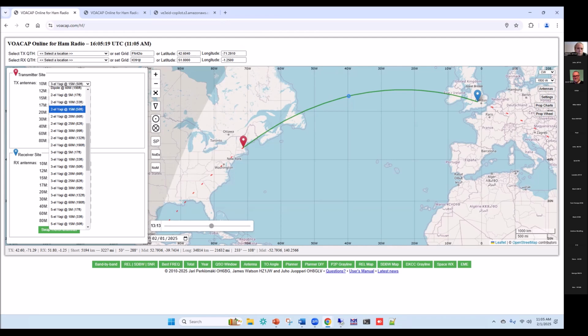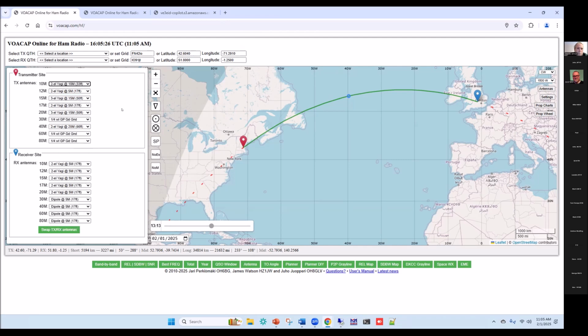Okay, so mine's at 35 feet, so the closest would be 33 feet. Yes, exactly. Oh, wait a minute, that's a dipole. Let's see, is there a Yagi? Yes. So Yagi 2-element at 33 feet. Scroll down, Dave. Scroll down. 2-element Yagi. Look at 10 meters, look at the 33 feet. I'm just looking at 10 meters. Okay, I get it. Okay.